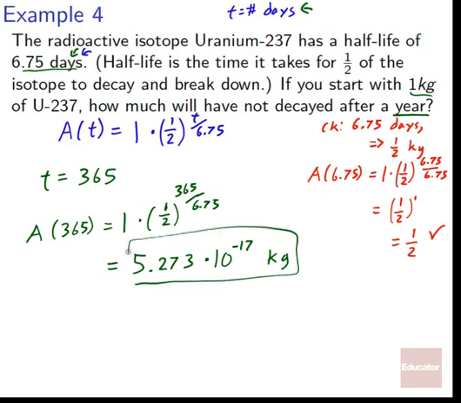To appreciate how small that is, let's try to expand it a bit more. 1 kilogram is 1,000 grams. So that means that a kilogram is 10 to the third grams. So we could also write this as 5.273 times 10. If it's 1,000 grams for a kilogram, then we increase by 3 in our scientific exponent. So in scientific notation, we're now at 5.273 times 10 to the negative 14th grams of our material.